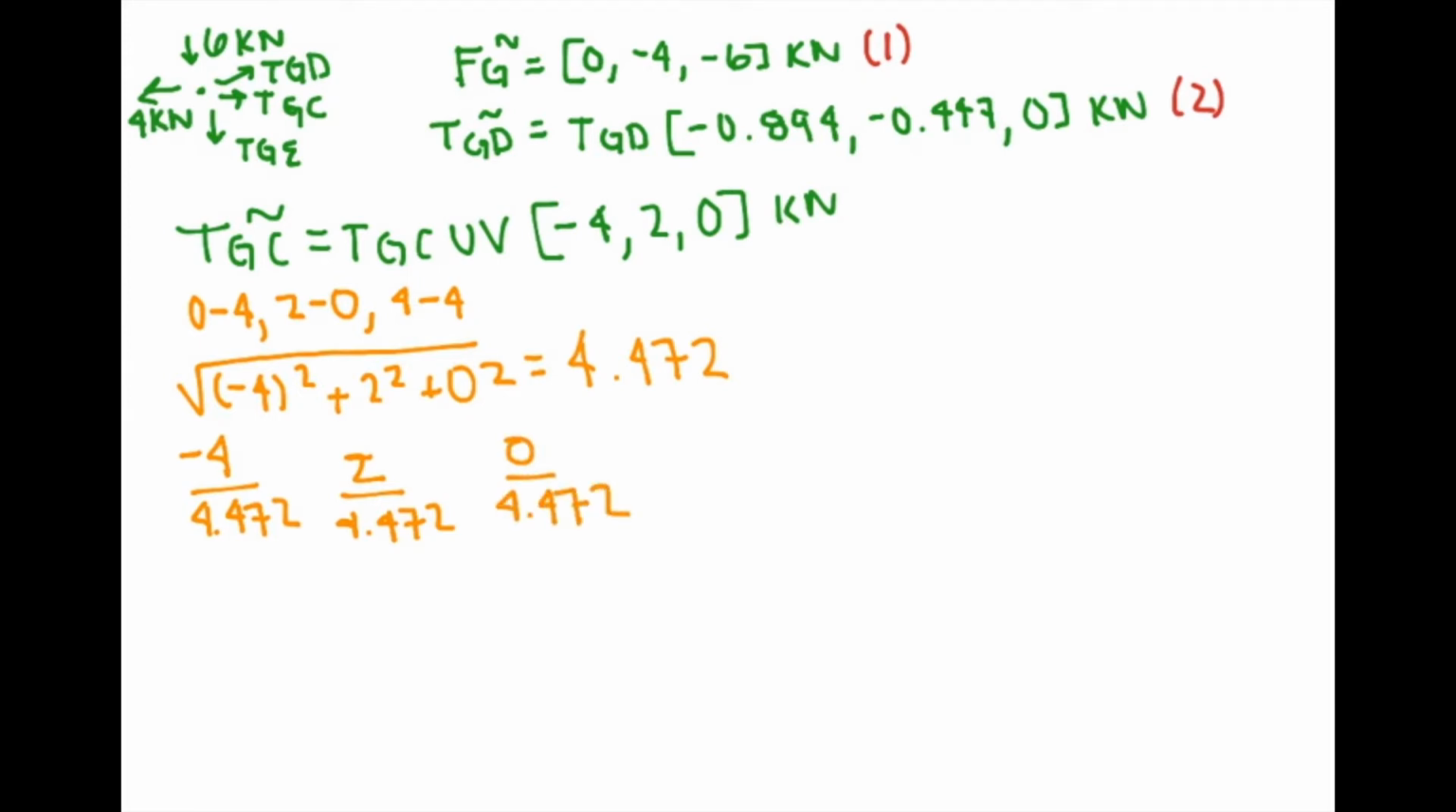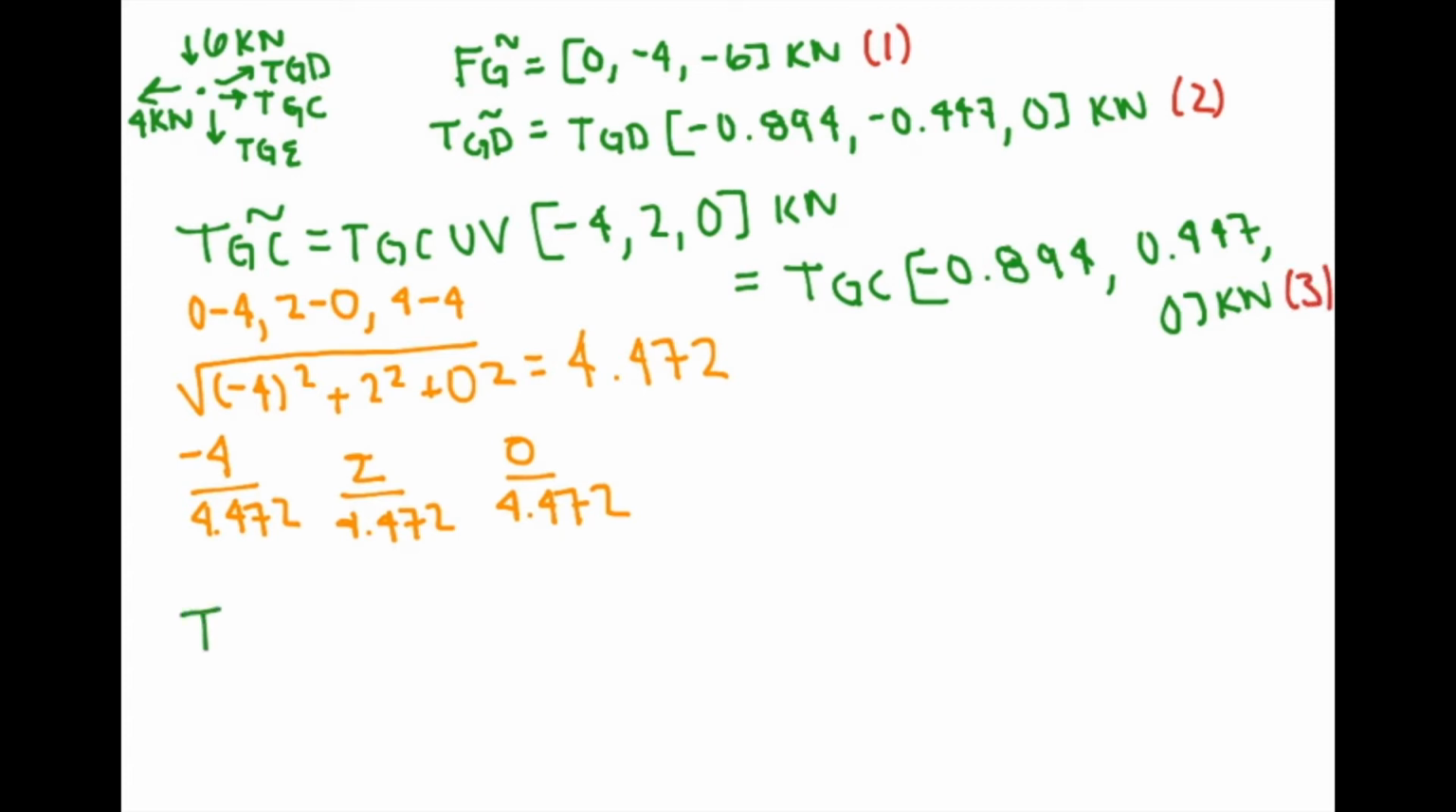Which will then equal TGC, 0.894, now positive 0.447, and 0 kilonewtons. And this will be our third equation. Now we're going to move on to TGE.